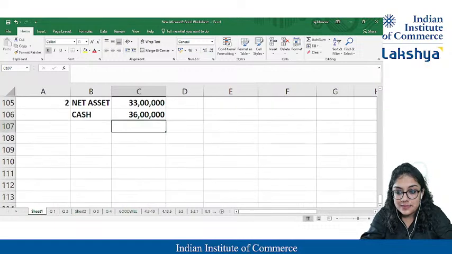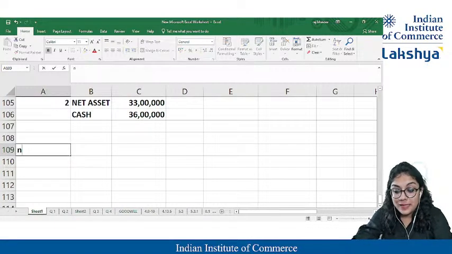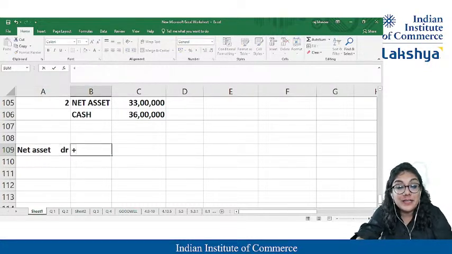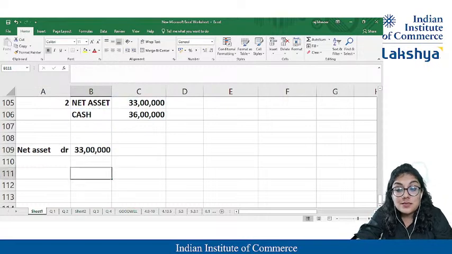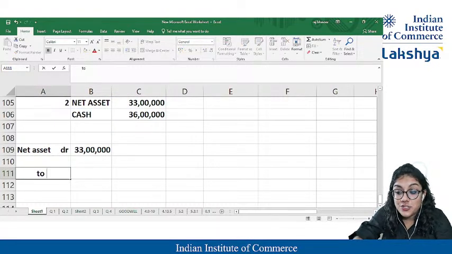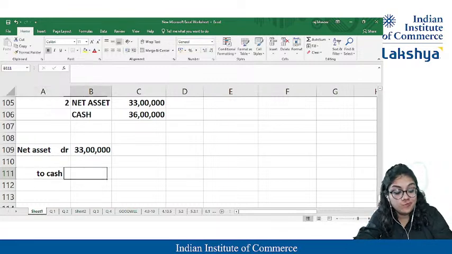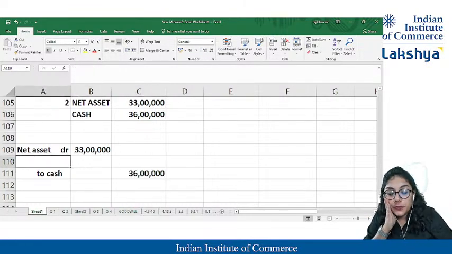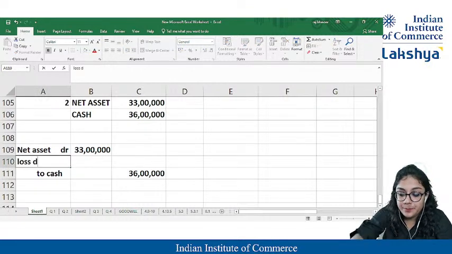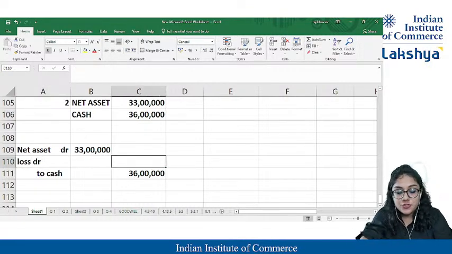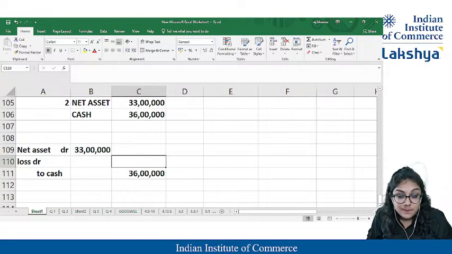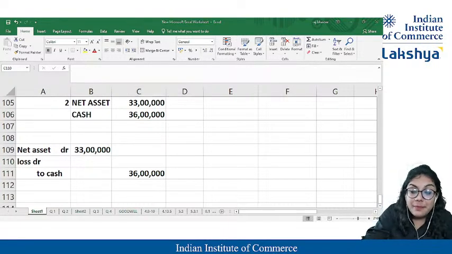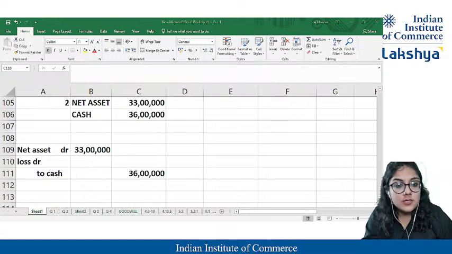Now I have to understand. This is my net assets, so I'll write net assets account debit, getting the value of 33 lakhs. Then to cash, 36 lakhs. Ma'am, it is a loss for you, loss debit, P&L charge. Is it seriously a loss? Yeah, ma'am, it's a loss. But should I book it as a loss?